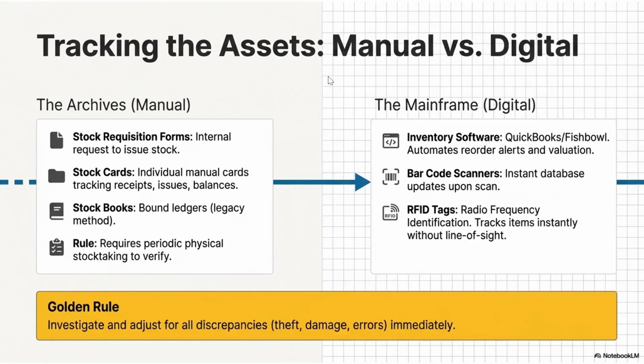Now, digitally, you could use software to track the amount of goods you have, and it could automatically let you know when it's time to reorder. You could use barcode scanners to scan when inventory is leaving and to automatically update the system. And then if you have RFID tags, it could track the items instantly. You don't even have to scan it directly.